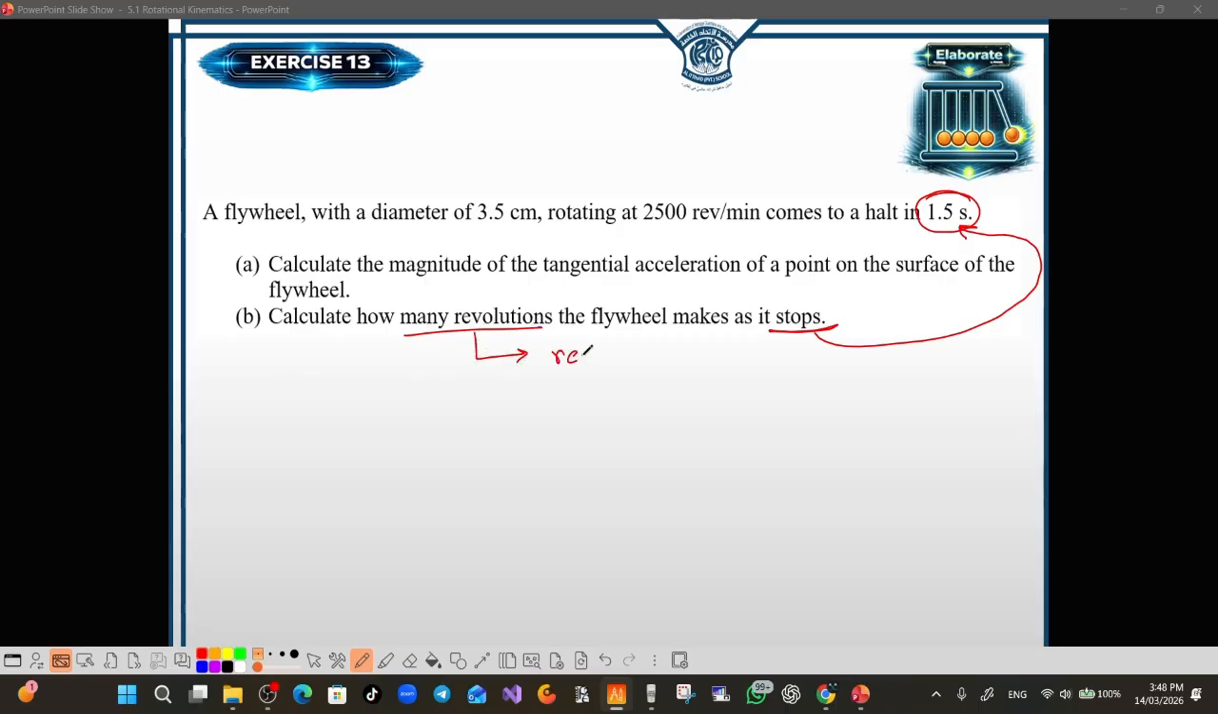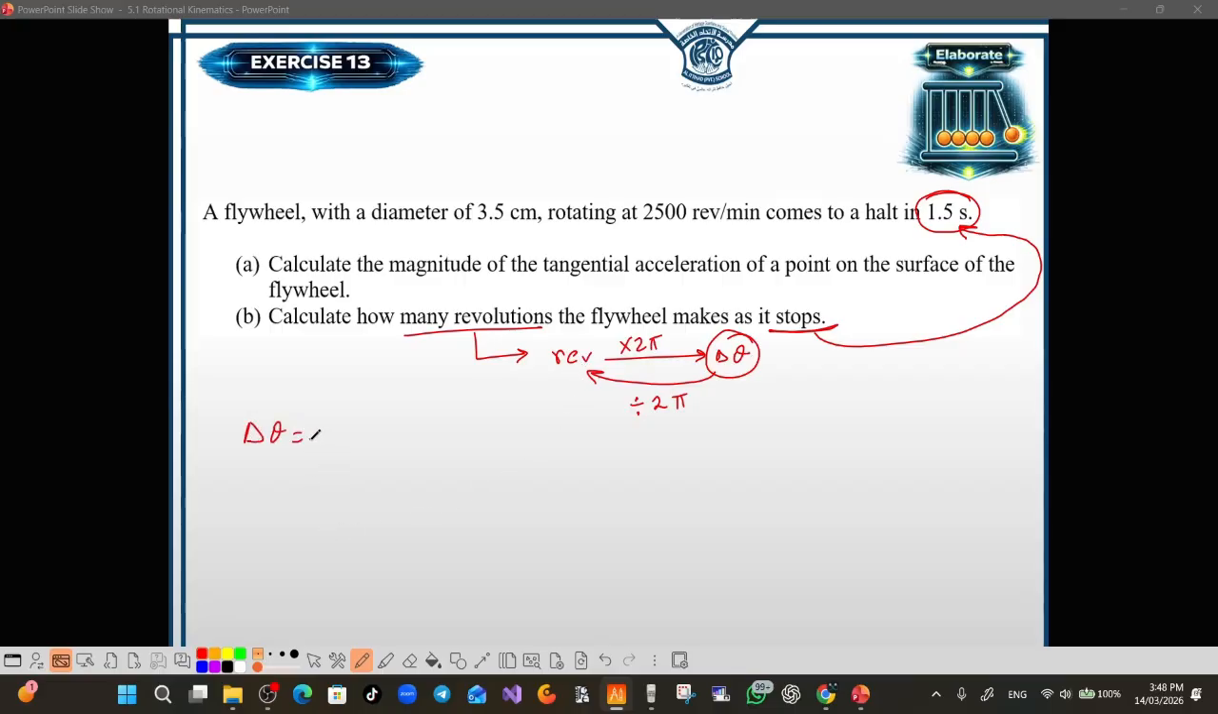We know how to convert revolution into delta theta. We just multiply by 2 pi. So if we want to express delta theta in revolutions, we divide over 2 pi. So first we need to find the delta theta, and then we convert it into a number of revolutions.